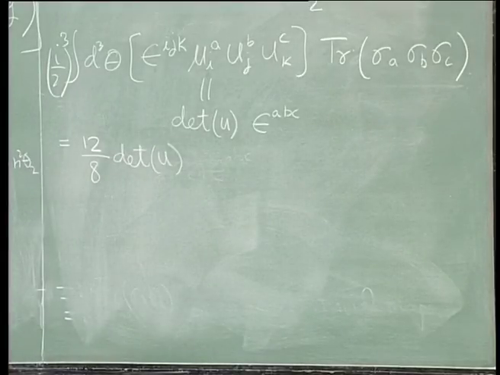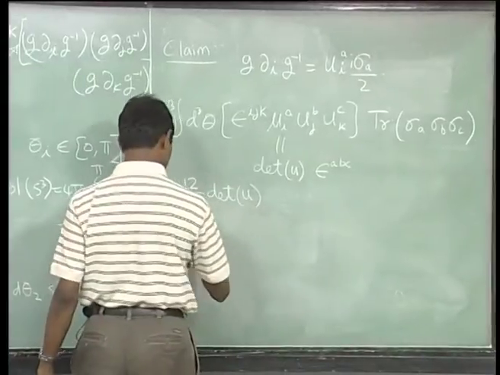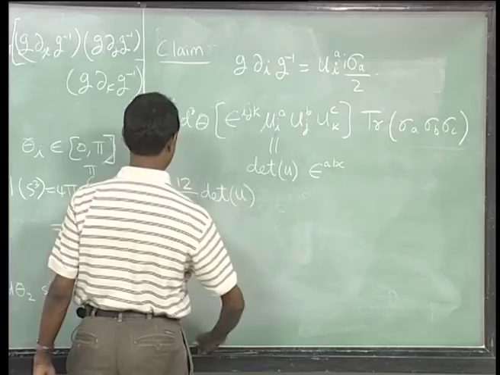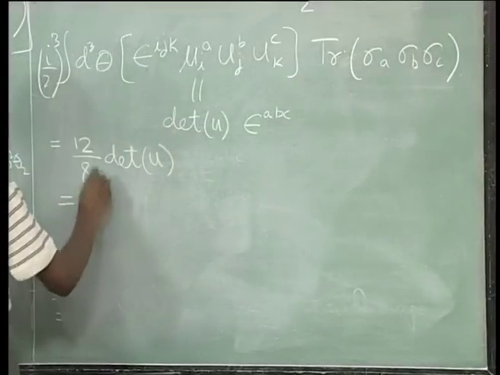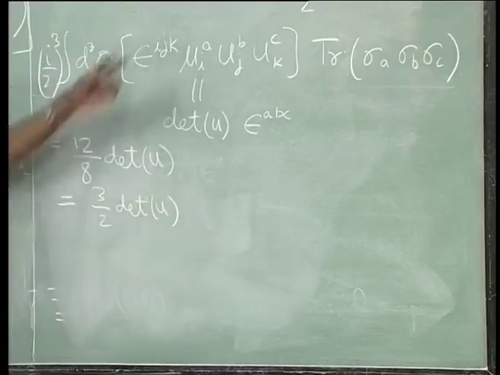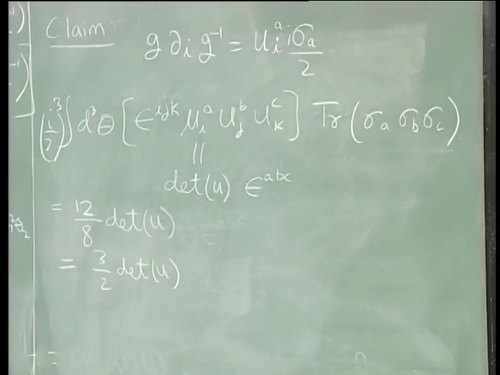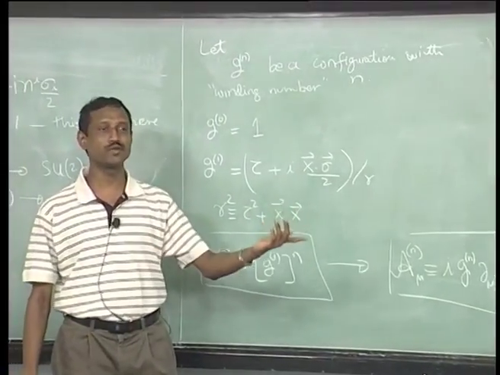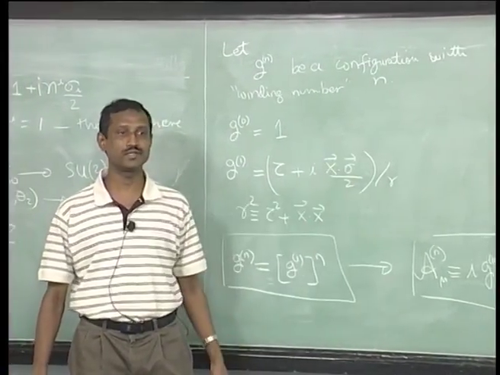Okay, so we stop here. Hopefully there are no more errors. So this is just 4/3. What am I doing? So it is 3/2 determinant of u. The problem is just left to us of evaluating what u_i^a is for this. I leave it as an exercise for you, but I will also work it out next time, but right now we just leave it at this.